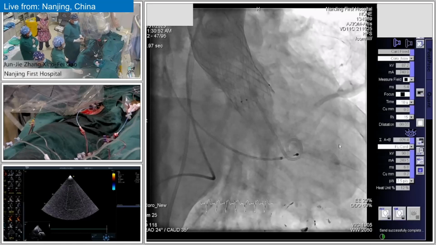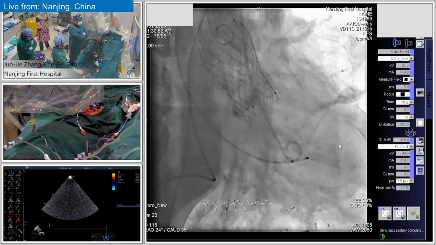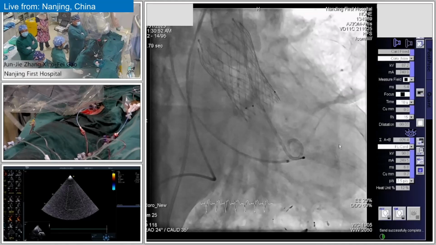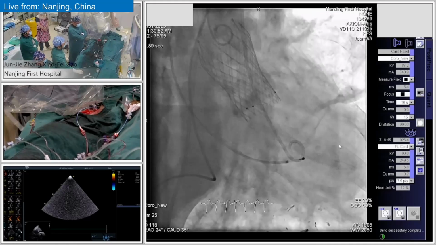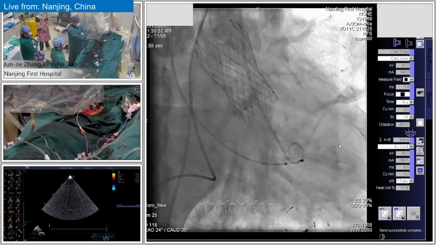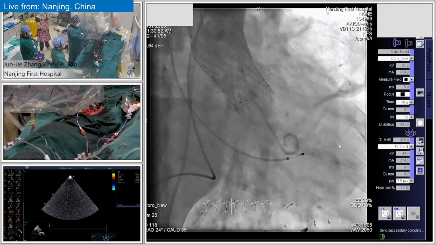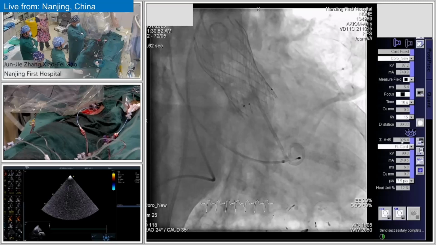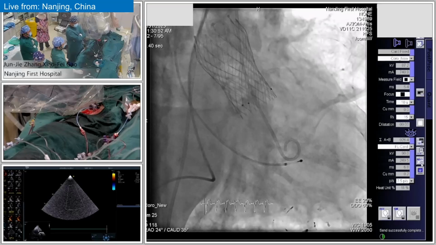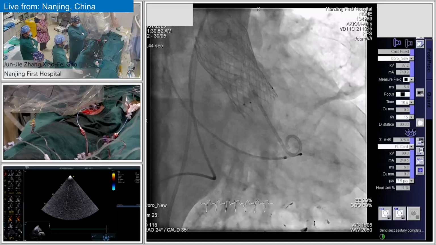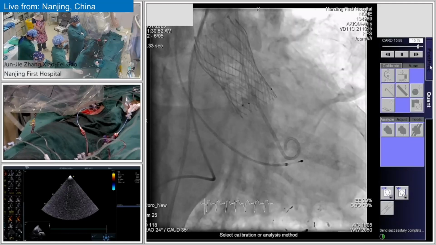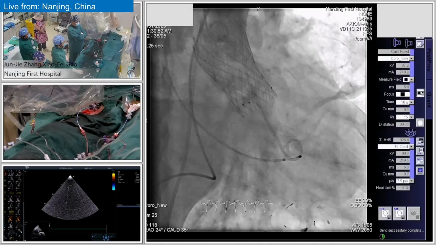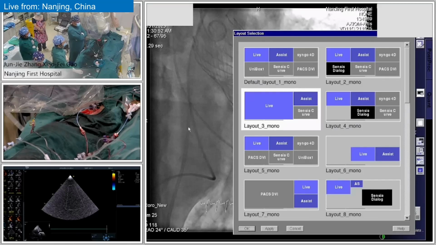Today, let me give a summary of this typical elderly patient presenting with heart failure and chest pain. Echocardiography shows a typical type 1 BAV case with severe aortic stenosis. The ECG shows atrial fibrillation with right bundle branch block, so this is a high risk factor for pacemaker implantation after the TAVI procedure.